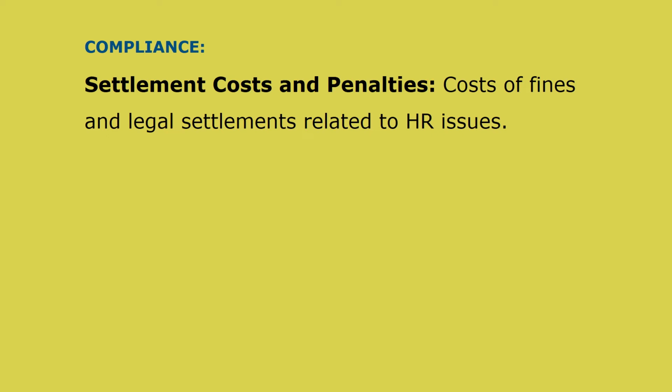Moving on to compliance, which is doing what's asked or required by the federal, state, or local government in the management of people. A good metric here is settlement costs and penalties. These are the costs and fines and legal settlements related to HR issues. For example, HR-related settlements and penalties could total $1.2 million for the first quarter.